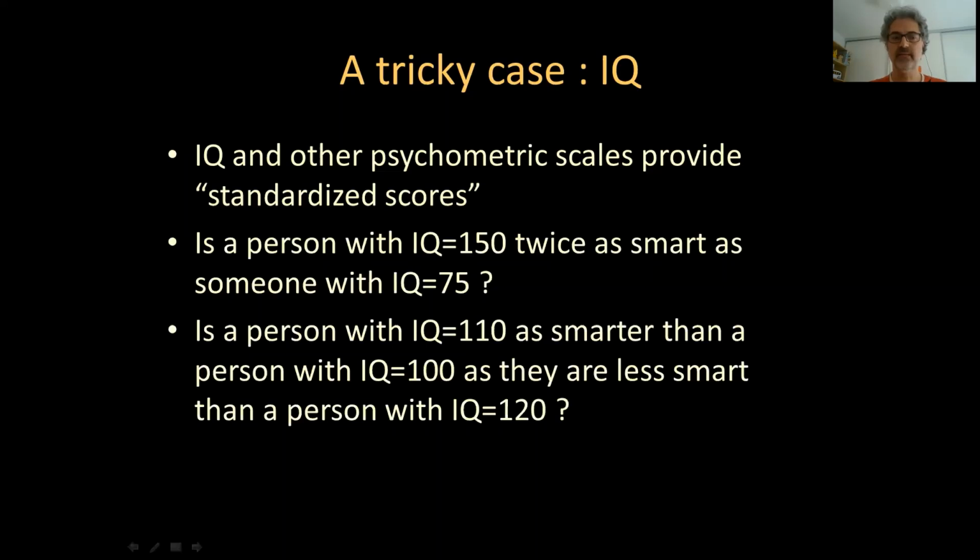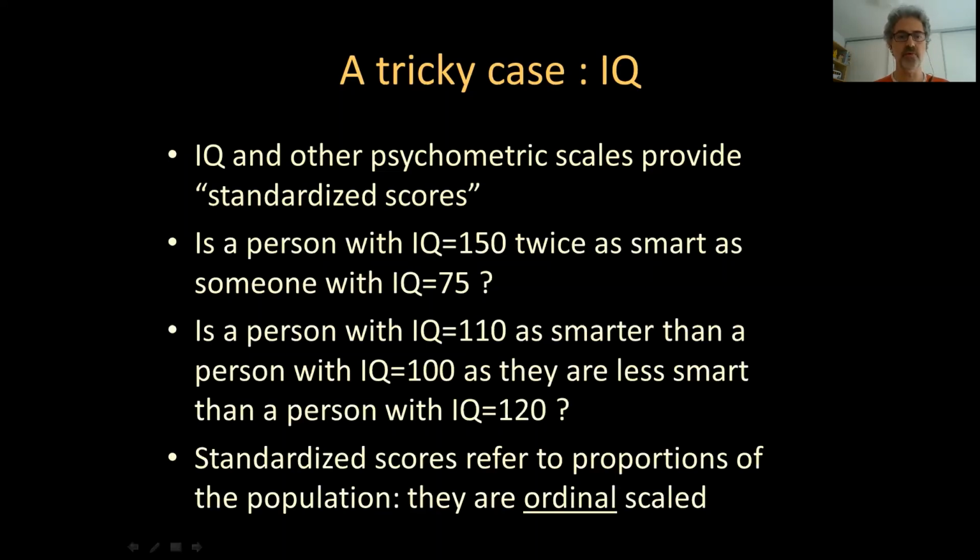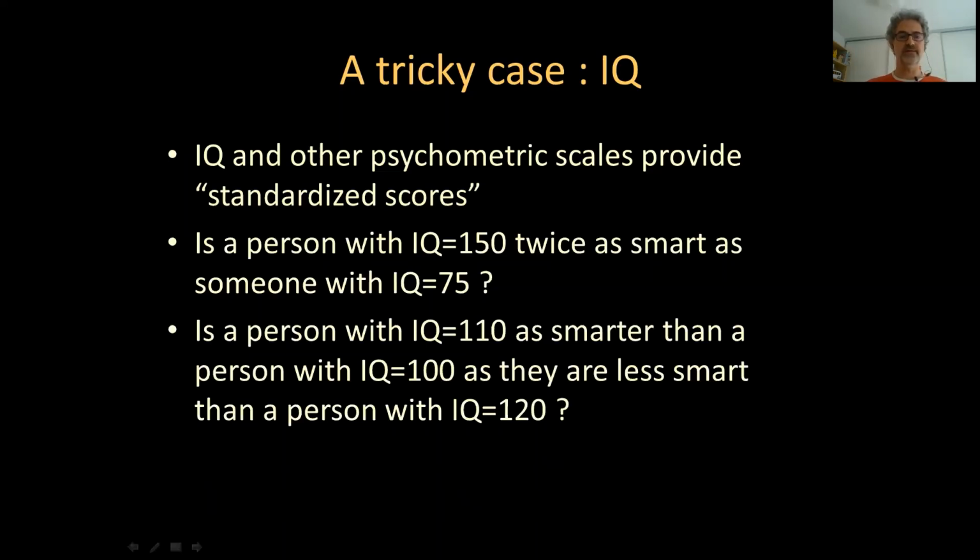such that different 10-point distances at different points in the scale are actually equal distances? That's the important thing. If they're distances, then they're 10 everywhere. So the distance between 70 and 80 is the same as the distance between 120 and 130. Does this make any sense to say? And the answer is no, because standardized scores don't mean something on a linear scale.